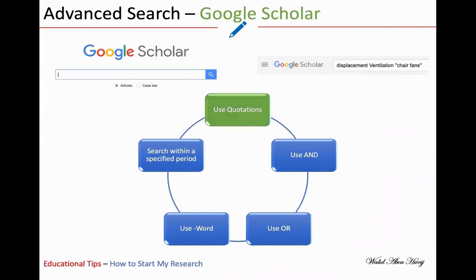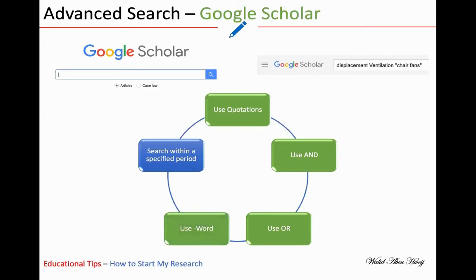Use quotations if you want to search for a specified word or a group of words. Use and, which is the default if you hit a space. Use or if you need to search for two different things but within the same scope. For example, if you need to search for two companies working on cell phones, Samsung or Apple.